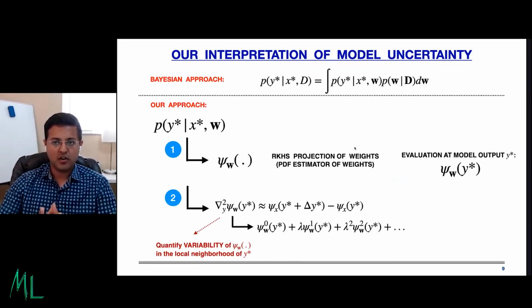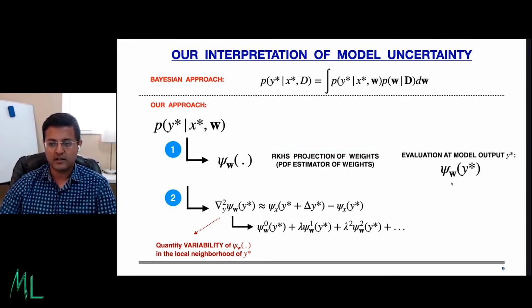So our interpretation of model uncertainty is very different from the Bayesian approach. The Bayesian approach, as I discussed, is a marginalization problem. In our approach, given a trained neural network, we come up with an initial approximation of the predictive PDF. And we do that by projecting the trained weights of the neural network into an RKHS. The goal of doing this is to approximate the intrinsic probability distribution function of the weights in the most efficient way possible. So this is the first step.